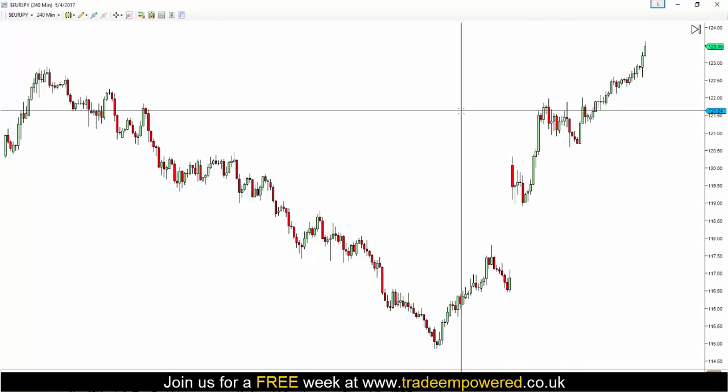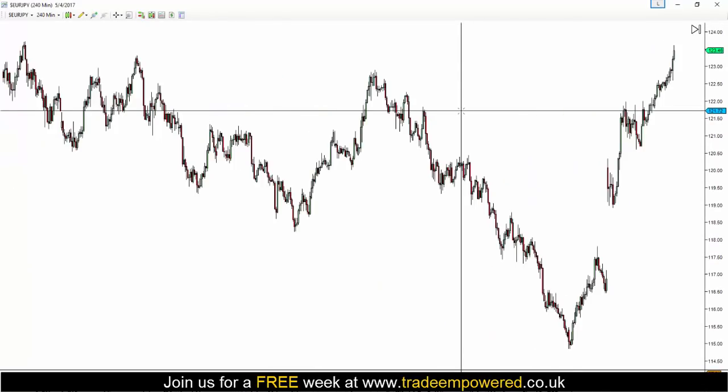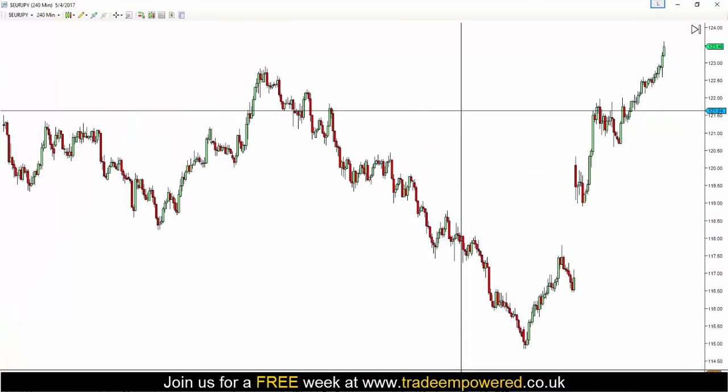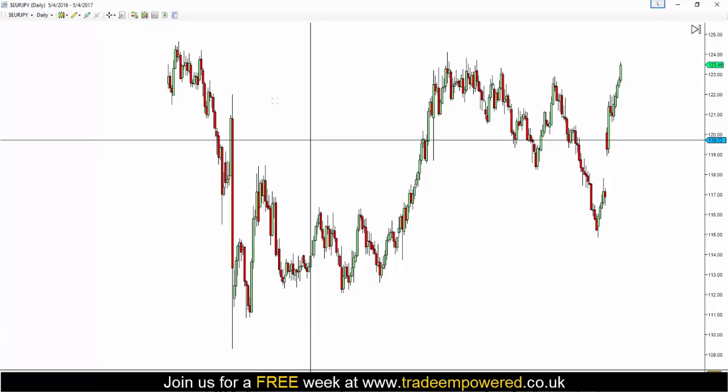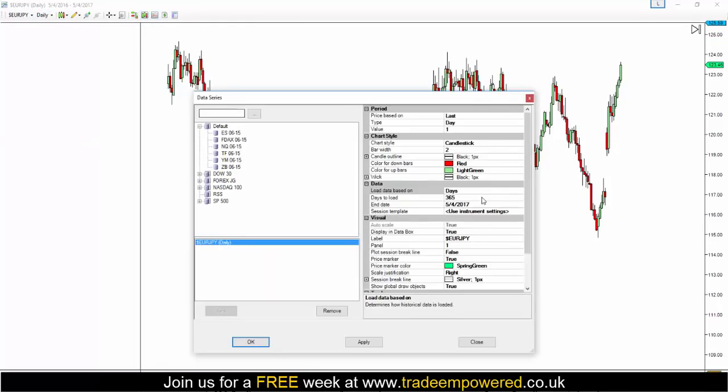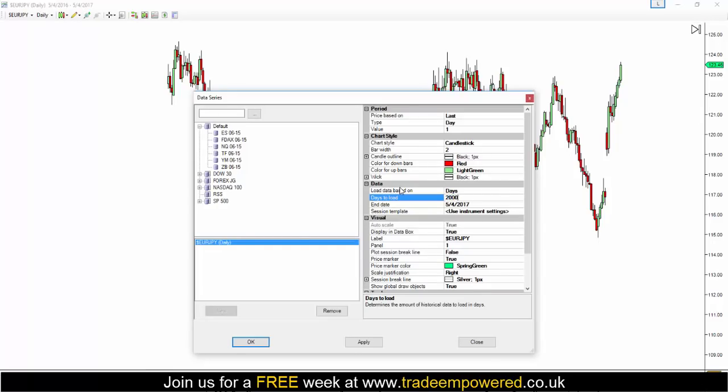And the second trade I want to share with you is a counter trend trade. This is more on a swing trading time frame. So we're looking at the euro yen here, and what you're going to see is, if I just load up some more data here.